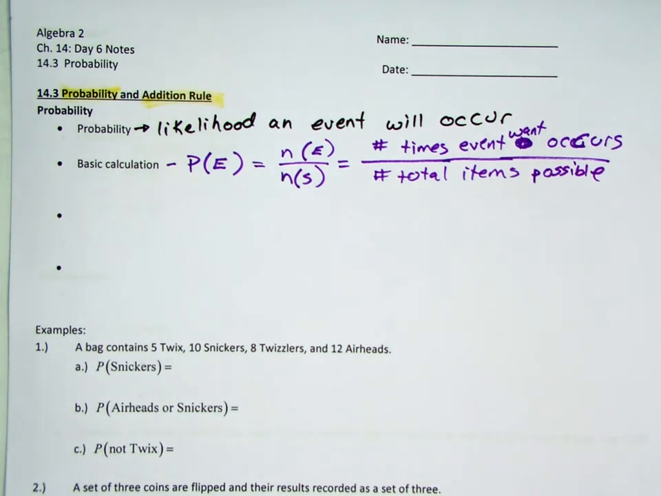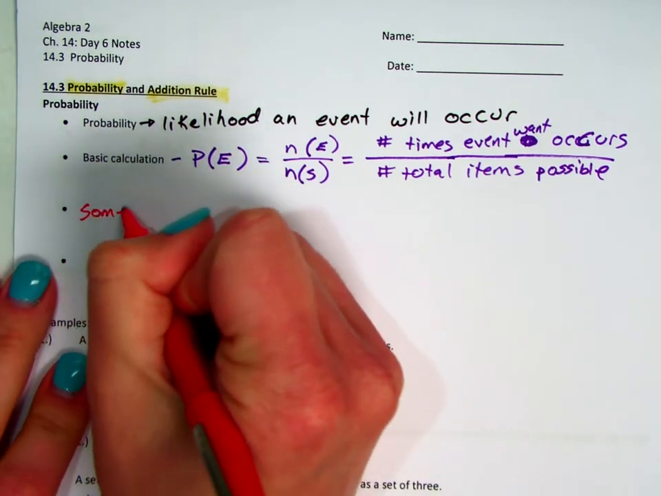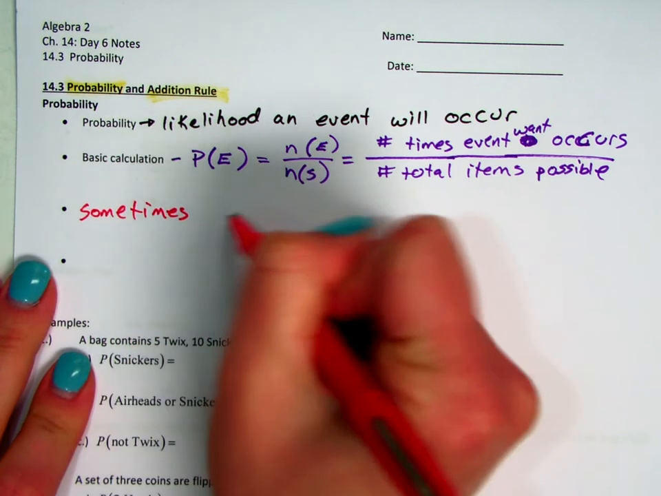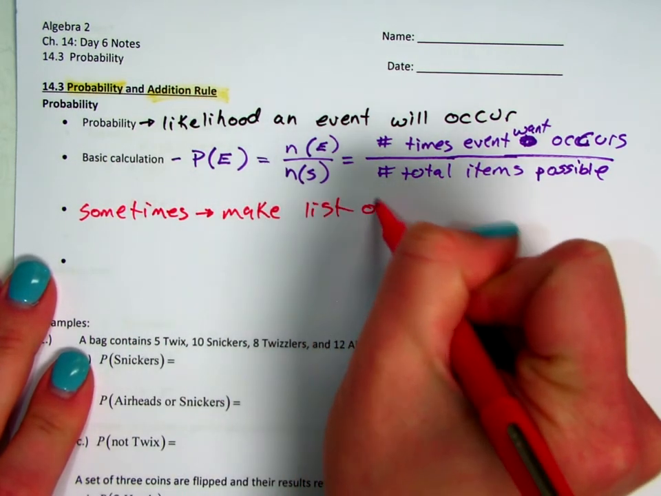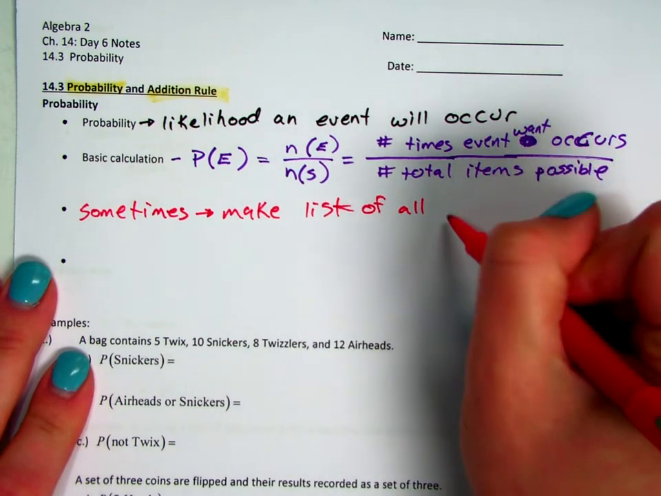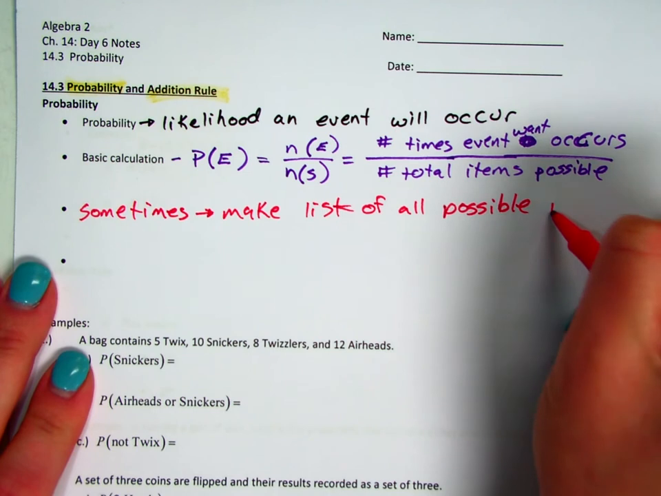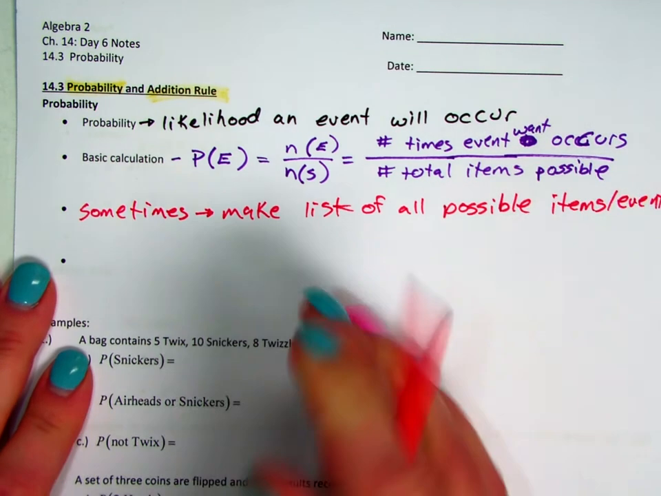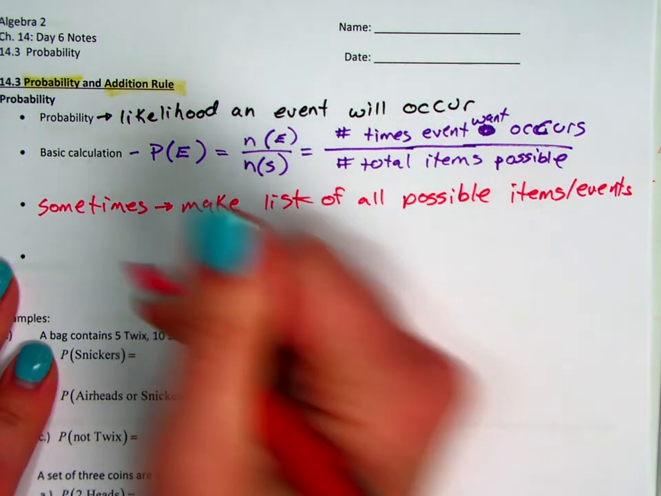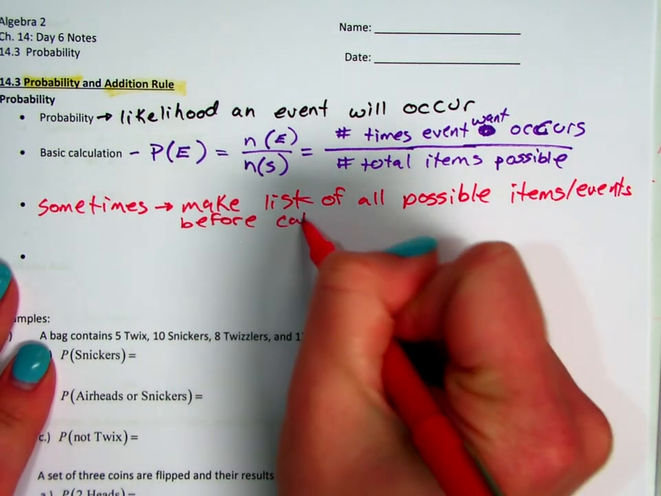Okay. Sometimes you'll need to make a list, and this is going to be actually happening a lot today. So sometimes you'll need to make a list of all possible items or events before calculating probability.